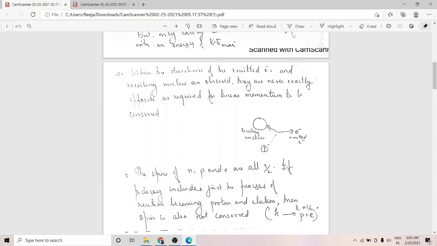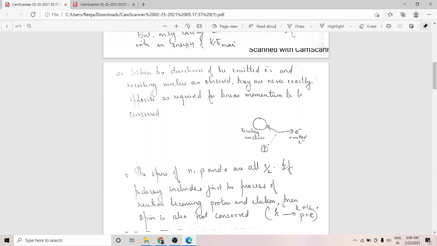Next, the spin. This was predicted to be the equation for beta decay, that is the neutron getting changed to a proton and an electron. Now we know that neutron, proton, electron are all fermions with spin half. So in beta decay, on the left hand side or on the reactant side you have just the neutron with spin half, whereas on the product side you have proton and electron. Both these particles have spin half each.